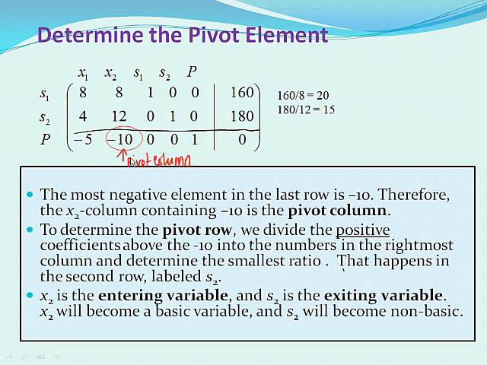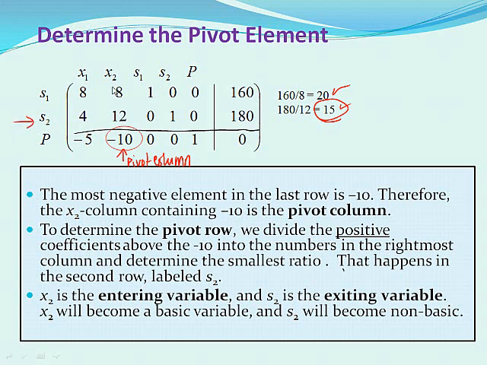And in the pivot column, we will consider only the positive numbers, and divide the numbers in the last column by the positive numbers in the pivot column, like 160 over 8. So that ratio will be 20. Then we have 180 divided by 12, which will give 15. So in order to decide the pivot row, we take the least ratio. In this case, the least ratio will be 15. So that corresponds to the second row. So our pivot row will be the second row, which is labeled as S2.